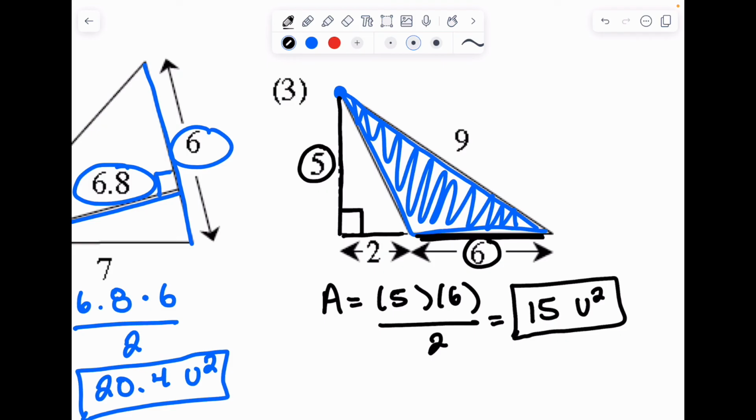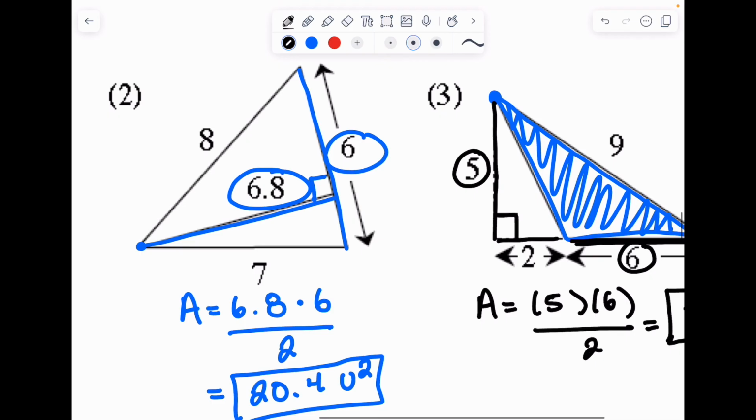So please keep in mind, we want the height of our triangle to go from the top of the triangle to the base of the triangle and make a 90-degree angle. And sometimes this height line is outside of our triangle if our triangle is a little skewed, or this height line could be inside the triangle like we saw in number 2.